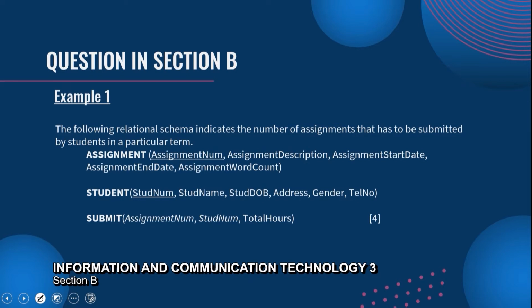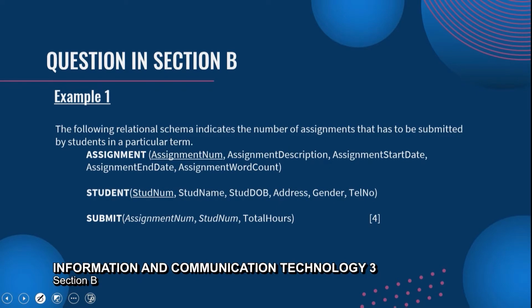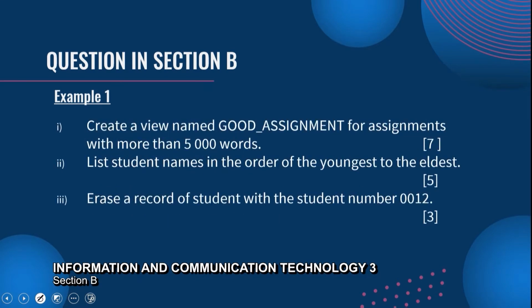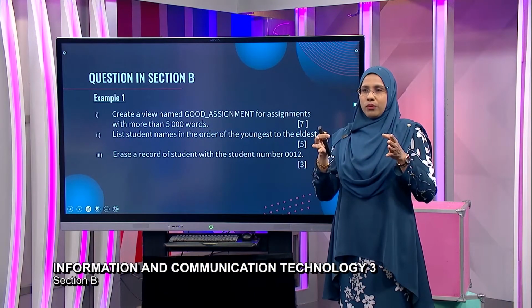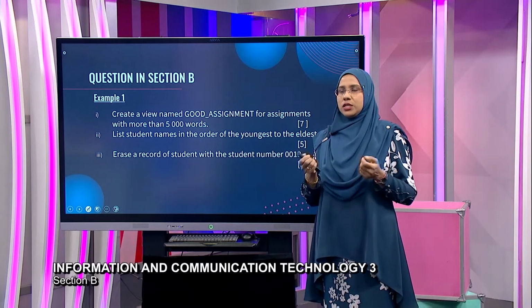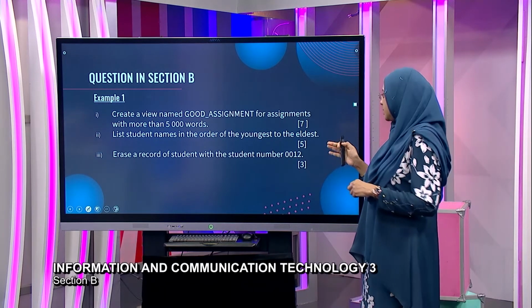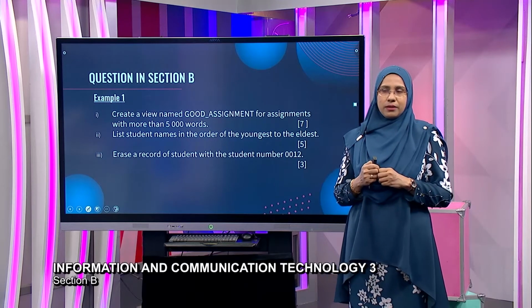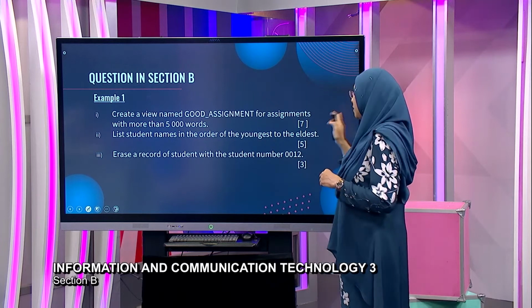This is the question. From this situation given, they are asking you to create a view named good assignment for assignments with more than 500 words. So what they want actually is for you to create a view, and the name of the view is good assignment. And what is the condition? The condition is the word count must be more than 500 words. 7 marks given, a lot. So make sure you write in correct syntax to get all 7 marks.